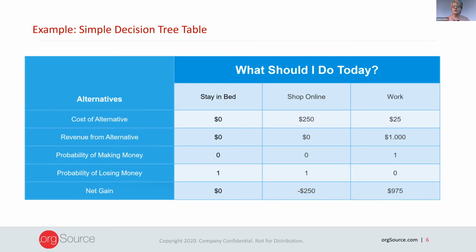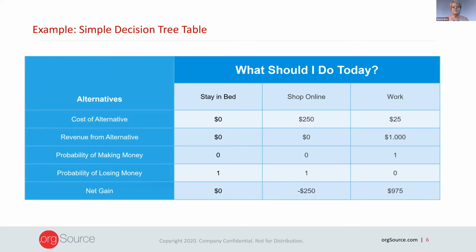And if I were going to work, or if I was typically working pre-COVID, I might go out to lunch and get some coffee and do some other things. So I'm saying the cost of working, I might have to pay for parking, is about $25. So now we're going to look at the revenue that we get from these alternatives.